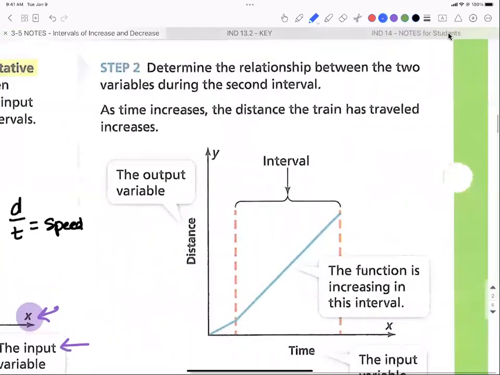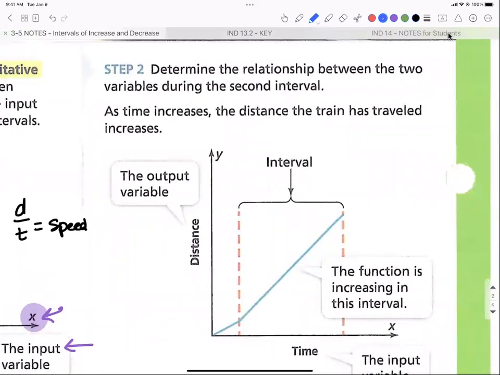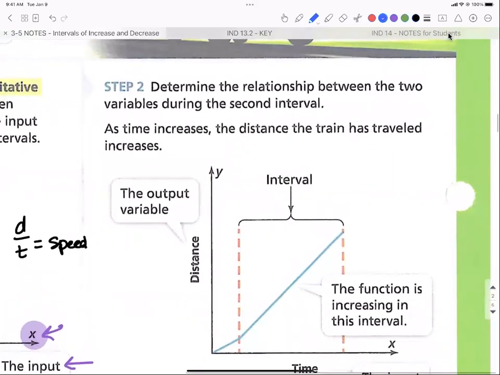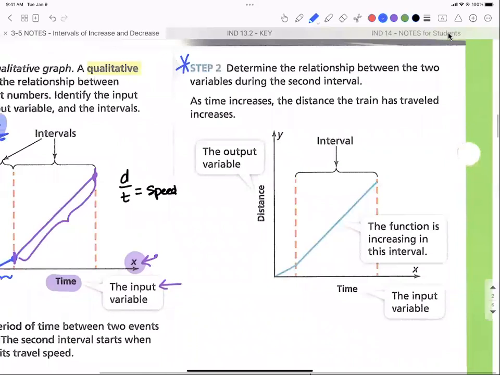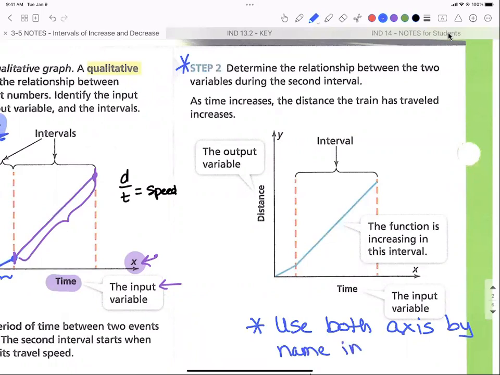How you would describe a relationship. Okay. This is on your homework. So I want you to put a little star next to this right here. Where it says step 2. Says determine the relationship. So in your homework, you're actually going to have to describe the relationship. Here's what I want you to really note about describing a relationship. Put a little star here. Use both axes by name in your description.